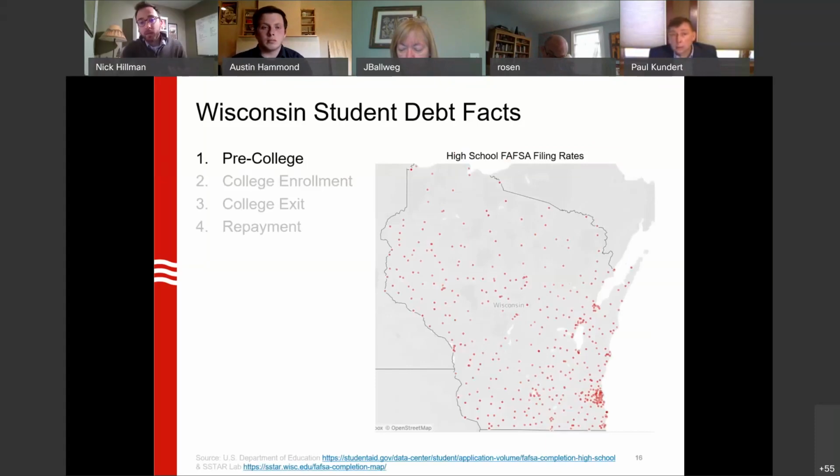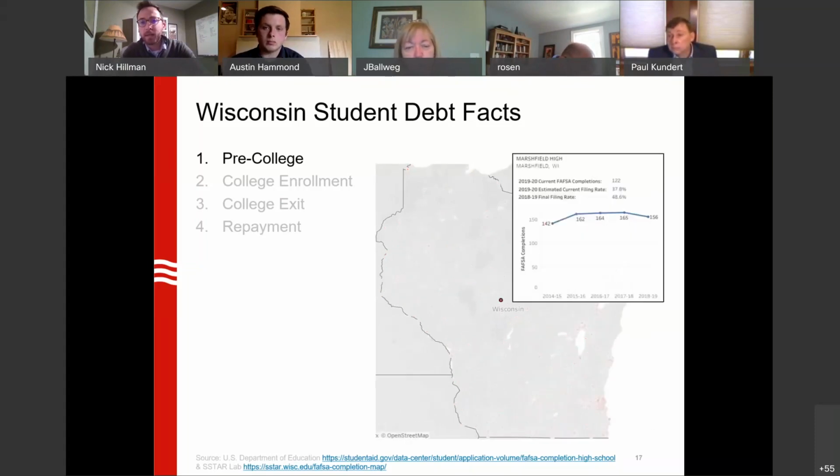Here is a quick example of one way we can think about data for pre-college interventions in student loan debt. This map shows you, of course, Wisconsin, but each of these dots represents a high school. One of my students, Ellie Brooker, does excellent work every week where she's updating this map by including the number of high schoolers that have completed the FAFSA for the given year. And she just updated this yesterday.